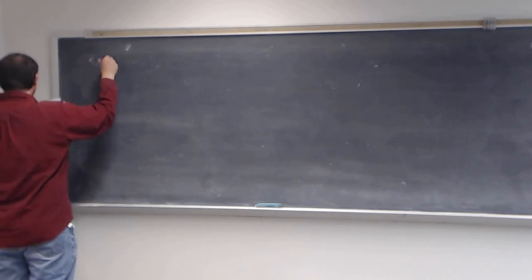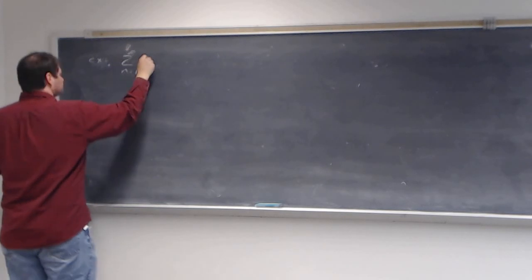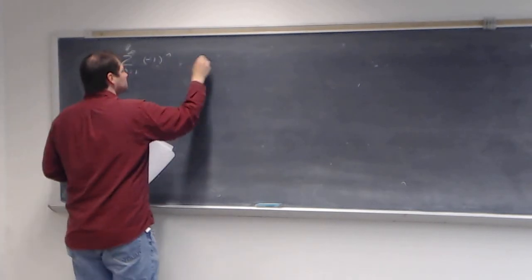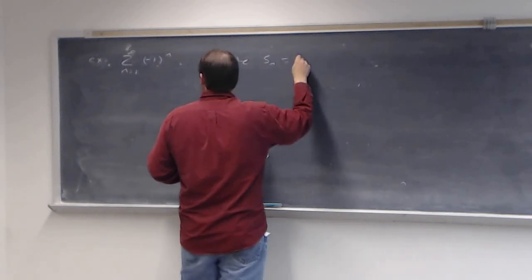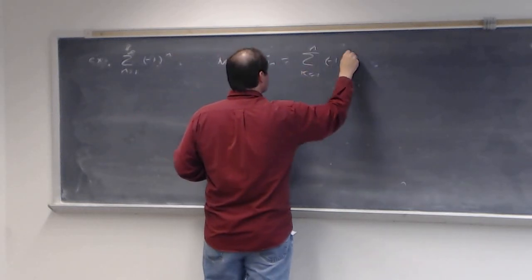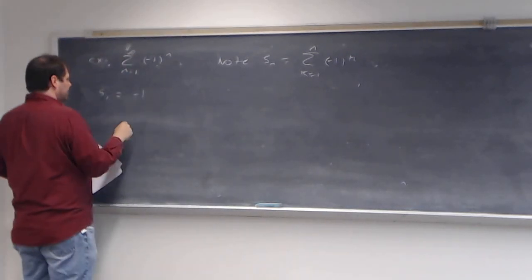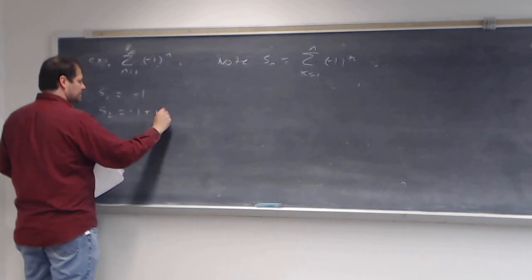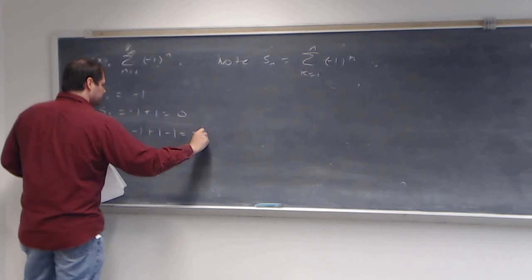So as another example, I have the sum as n runs from 1 to infinity of minus 1 to the n. Okay, and so note that s of n is going to be equal to the sum as k runs from 1 to n of minus 1 to the k. And so s of 1 is definitely going to be minus 1. S of 2 is going to be minus 1 plus 1. Minus 1 squared is plus 1. That's 0. S of 3, minus 1 plus 1 minus 1, which equals minus 1.